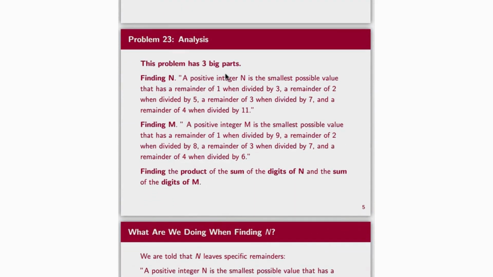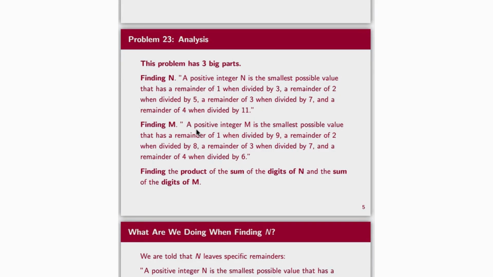This problem has three big parts: finding n, finding m, and then finding the product of the sum of the digits of n and the sum of the digits of m. So to find this final answer, we would first have to find n and m. For n, we're given that n is a positive integer that is the smallest possible value that satisfies these given conditions, where it has a remainder of 1 when divided by 3, and a remainder of 2 when divided by 5, and so on.